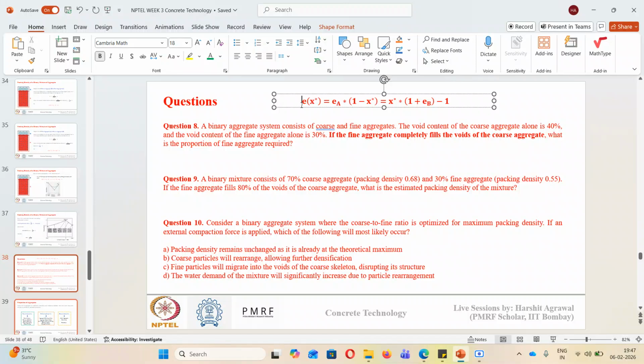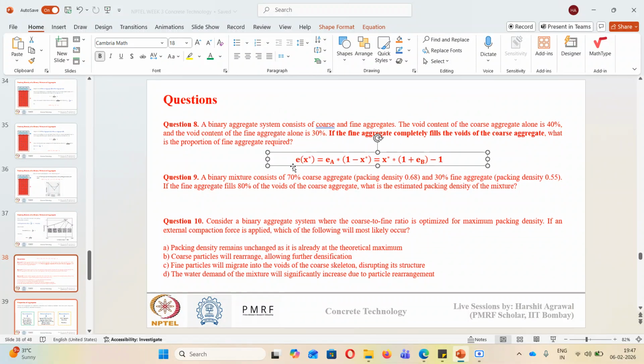So here you just need to use this equation. You know, the void content in coarse aggregate alone is 40%. So that is EA, the void content in a binary system where there is just coarse aggregate. This is given to us as 40%. X is how much coarse aggregate you added in fine aggregate, or how much fine aggregate you added in coarse aggregate. So that factor is determined as X. And EB is the void percent in fine aggregate. So that is 30%.